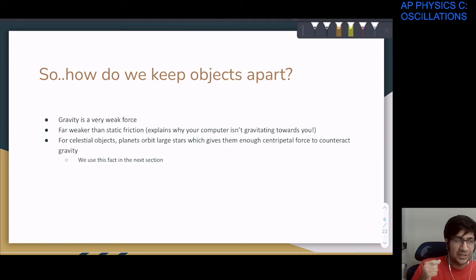And this is why you'll notice that in space you see all these bodies orbiting each other, because of these orbits, the centripetal force will balance out the gravitational force.